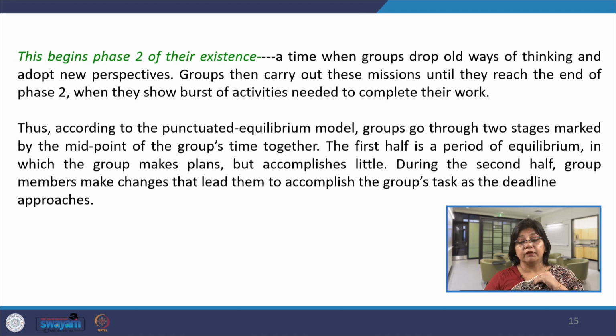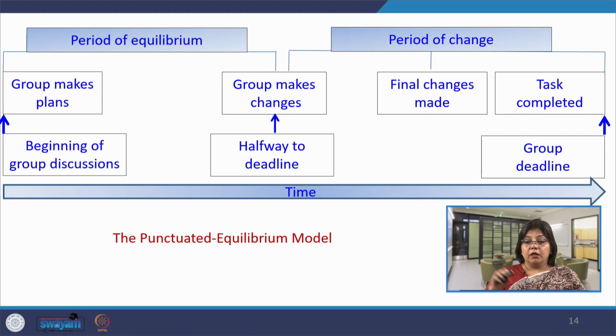So, this is the time when groups drop old ways of thinking and adopt new perspectives. Groups carry their visions until they reach the end of phase 2, when they show bursts of activity needed to complete their work. As soon as the alterations have been made and accepted by the group members, they move to the second stage where they have already made the final changes and tend to reach the goal, that is the deadline.